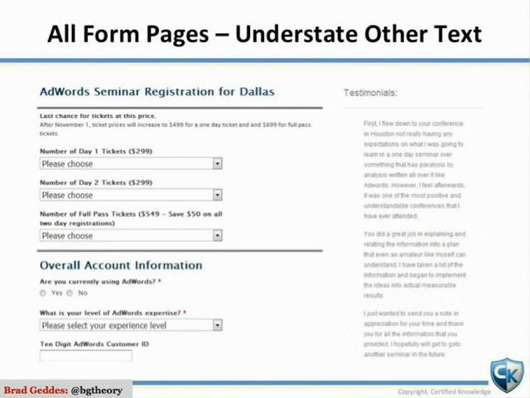So that's another thing to think about with forms: you may have the exact same form, but just by adding credibility elements, you can increase conversion rates.